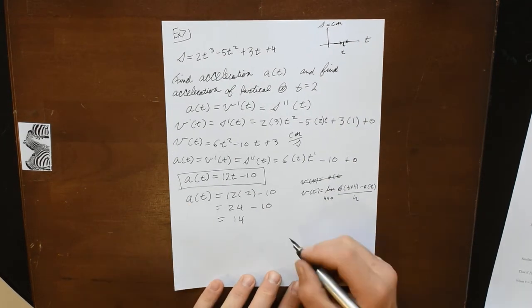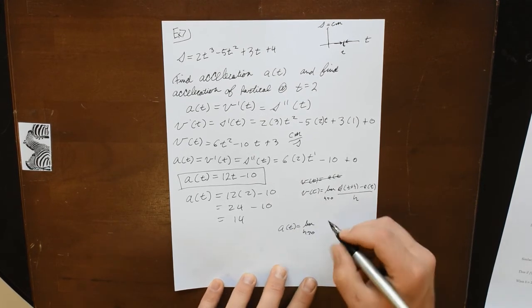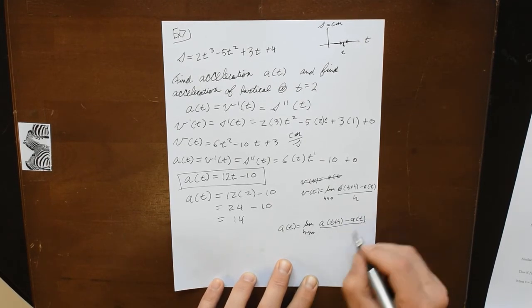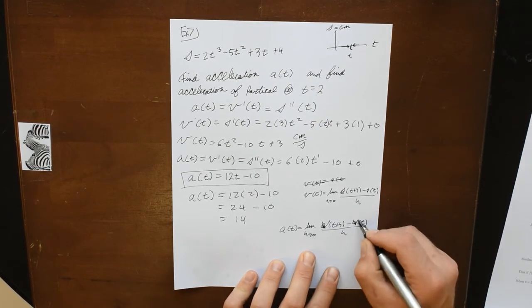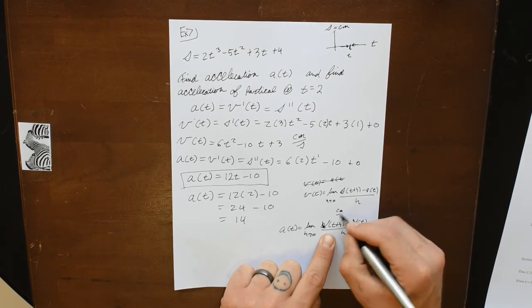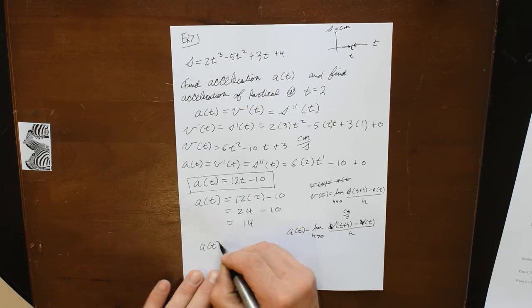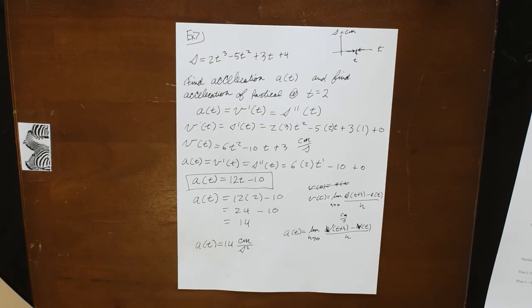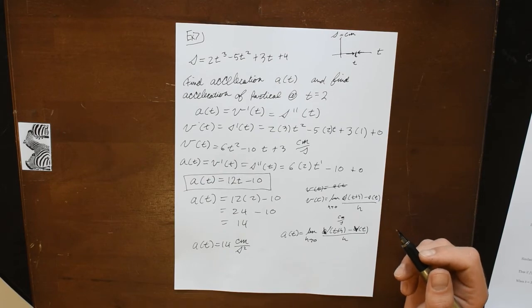Down here for acceleration, acceleration as a function of time is equal to the limit as h goes to 0 of a of t plus h minus a of t all over h, which similarly, these are v's. So we have centimeters per second divided by another second, which would give us centimeters divided by seconds squared. So our units are centimeters per second squared.